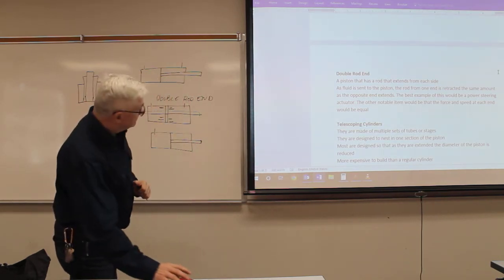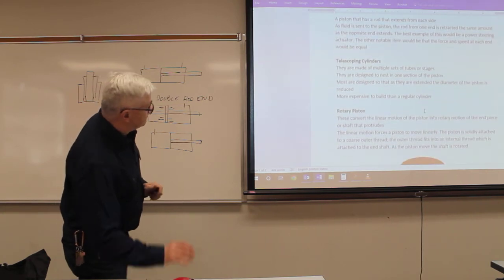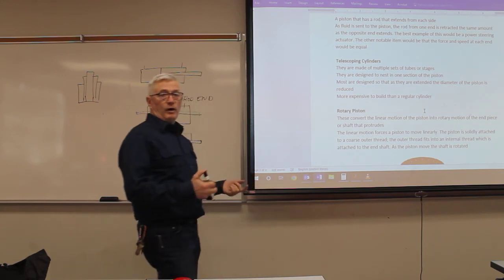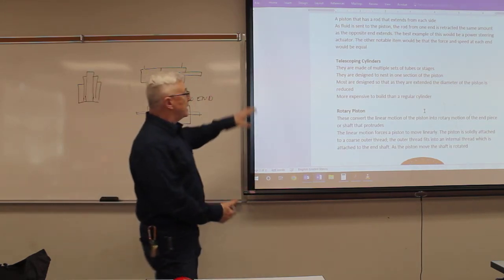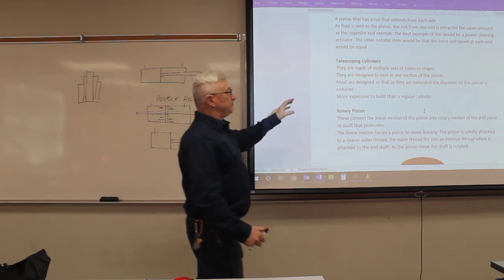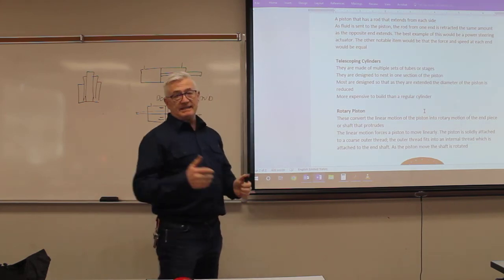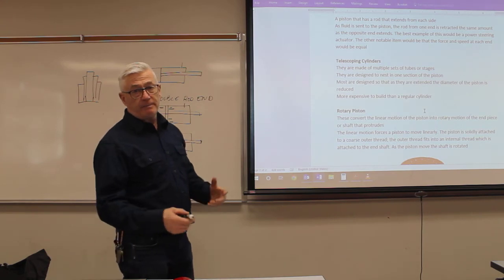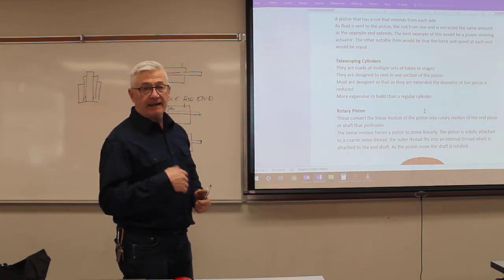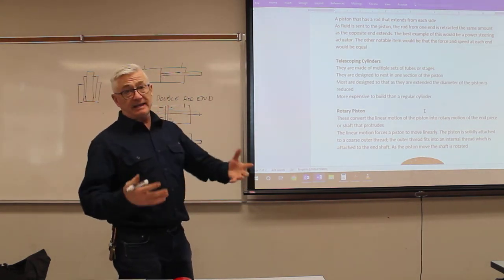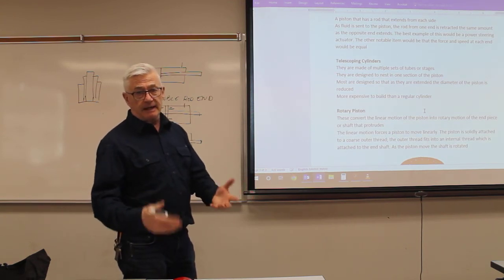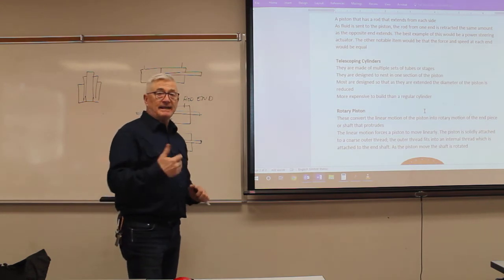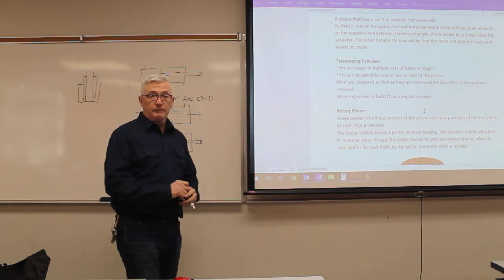All right. Telescopic cylinders are made with multiple sets of tubes or stages. We looked at one in the lab with just a two-stage. In most cases, when they extend, it is going to be the largest diameter of the piston that is going to extend first. Because the area is larger on that part of the piston, it should extend easier because it's capable of doing the most work.